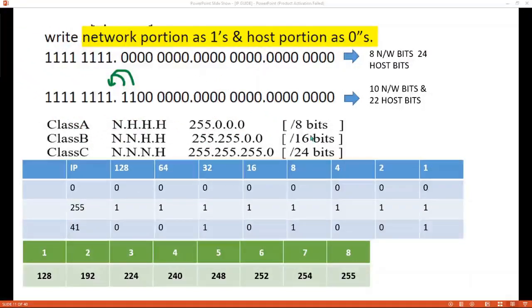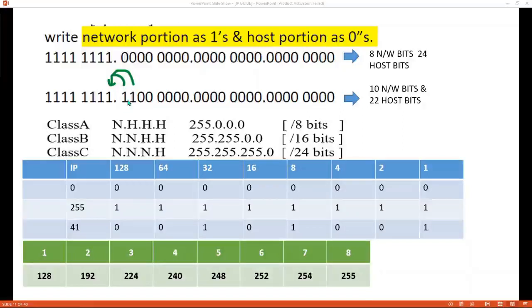Likewise, the first two octets become 255 and the remaining two are the host portion, which we fill with zeros. So if the third and fourth octets are host portion, you will fill them with zeros, and if you fill all the 8 bits with zeros, you get 0. So you will get 255.255.0.0.